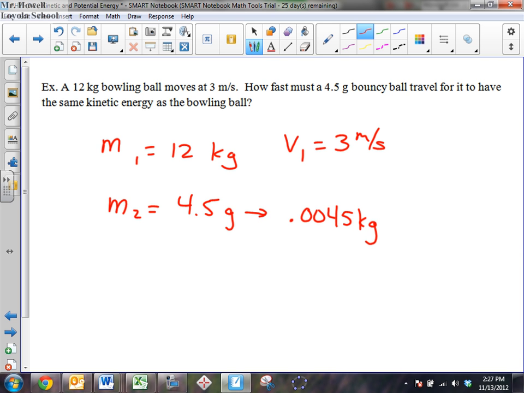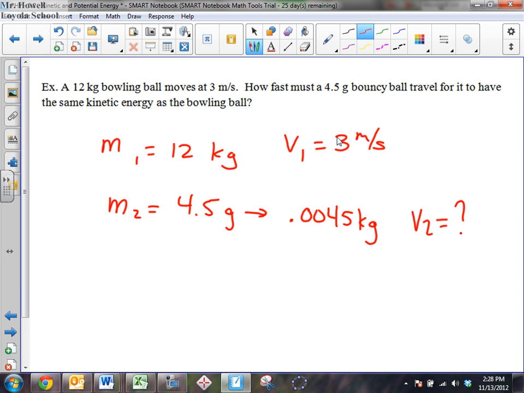And what are we trying to find? The kinetic energy. No, actually we're not. Oh, sorry, the velocity. You okay? You sure? Really embarrassing. So weird. You're trying to find the velocity.